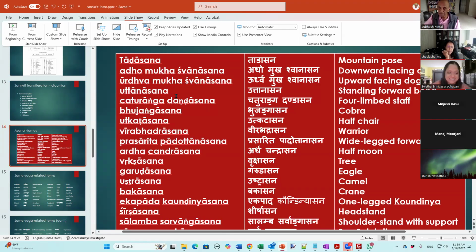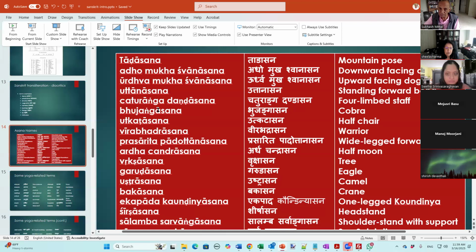Again, Uttanasana. Then this is the Chaturanga Dandasana. So there's a long word here. This is da, this is dha. So again, very different sounds. With the dot under D, it becomes da. Without the dot, it is dha, as in Deva. So that's the difference between these two sounds.